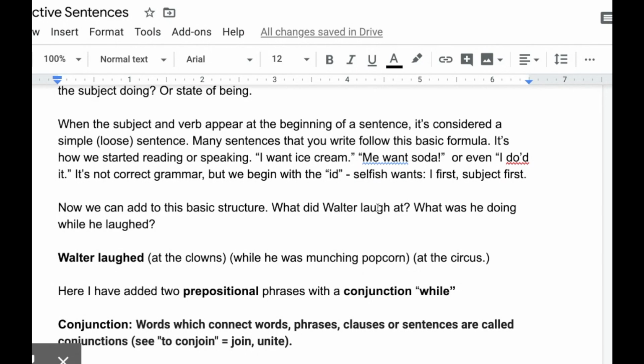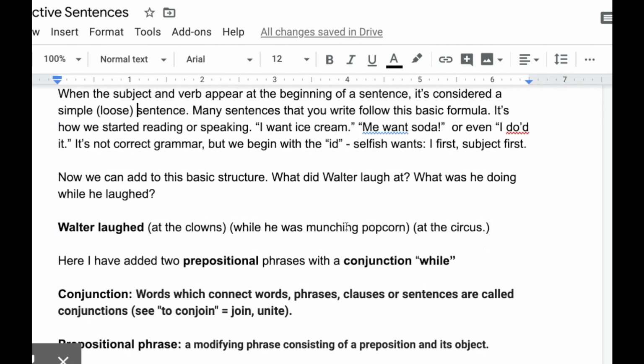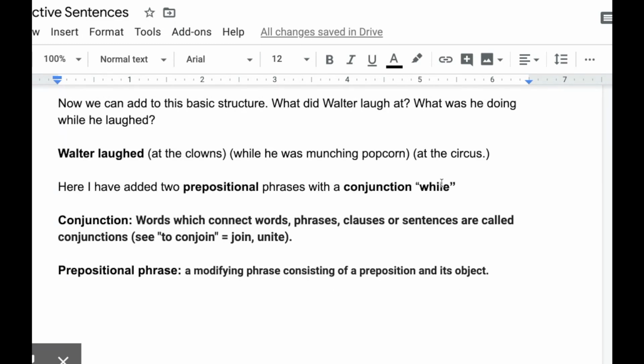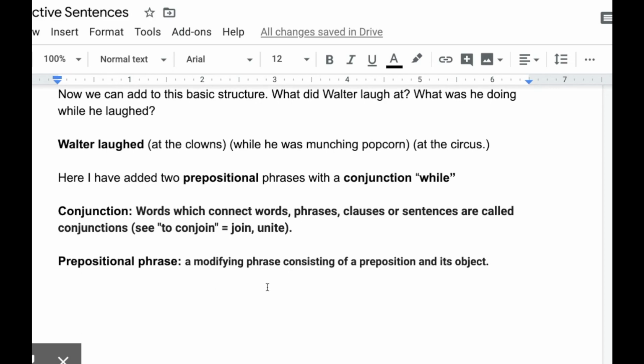What did Walter laugh at? What was he doing while he laughed, right? So, Walter laughed at the clowns while he was munching popcorn at the circus. Here I've added two prepositional phrases, at the clowns, at the circus, with the conjunction while, right? Conjunctions are words that connect words, phrases, and clauses and sentences. Conjoin, to join, to unite. A prepositional phrase, here and here, a modifying phrase consisting of a preposition, at, and the object, clowns, or circus, okay?